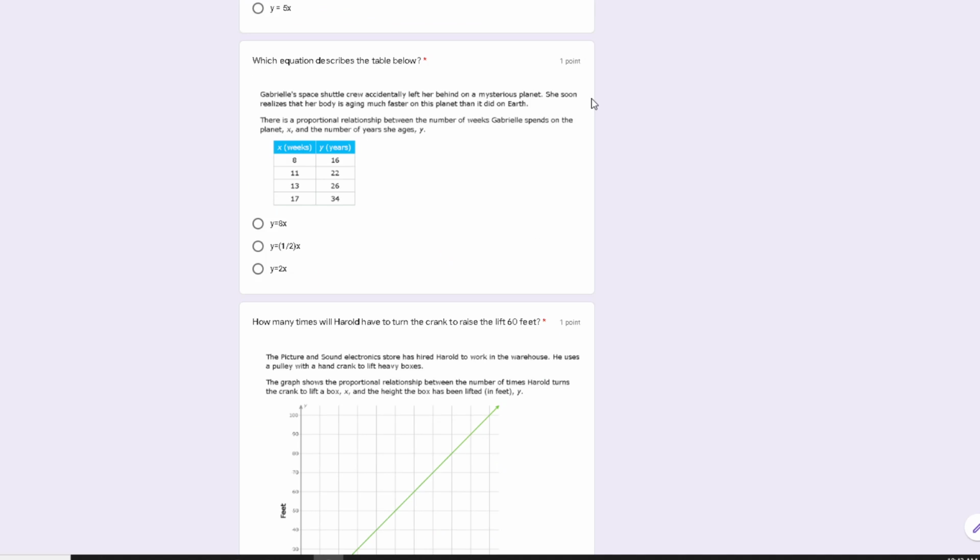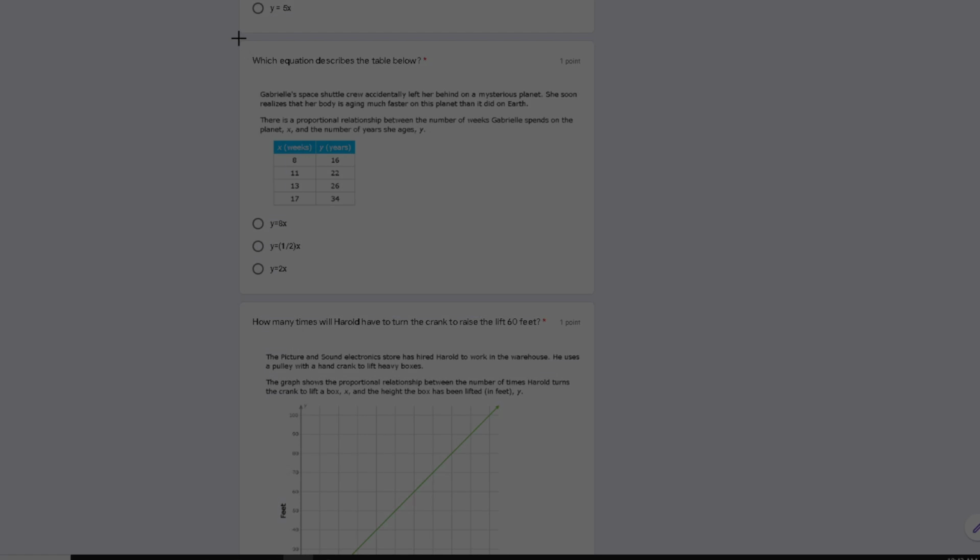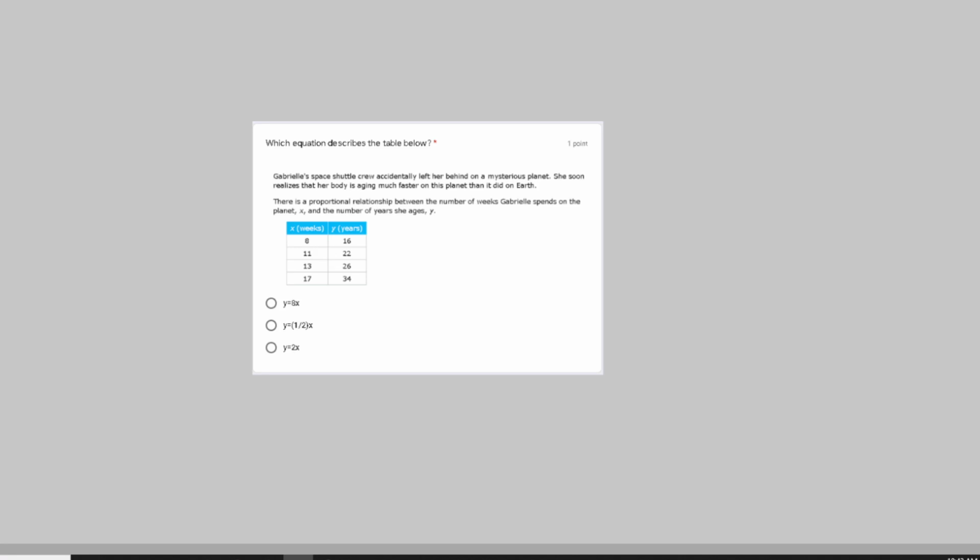Okay, so again, we have another table, and we want to find the equation that describes it. You can read all this, and it'll help you understand what they're trying to really get at. But in the end, we already know what we need to find. So there's a proportional relationship here. This tells us that we're going to have an equation that looks like this. So now we just need to find out what k is. We want to find k.